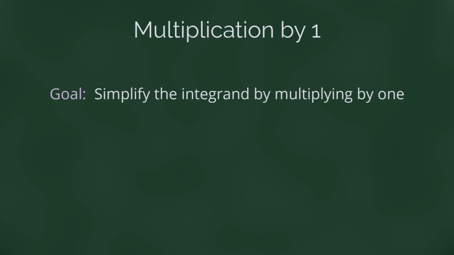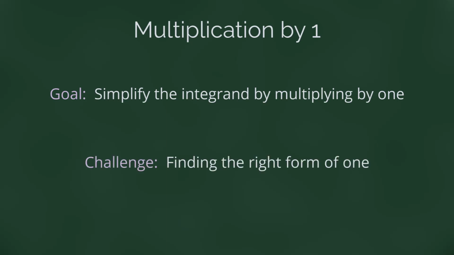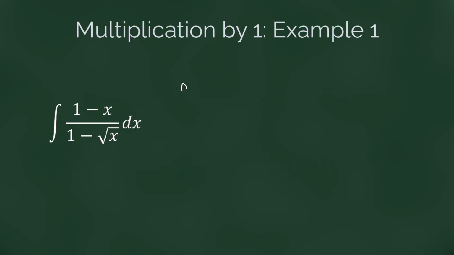Our next technique is an algebraic one. We're going to use something called multiplication by 1. So our goal here is to simplify the integrand by multiplying by 1, but our challenge is going to be to find the exact right form of 1 to use to make our lives easier. Let's take a look at an example to see how this might work.